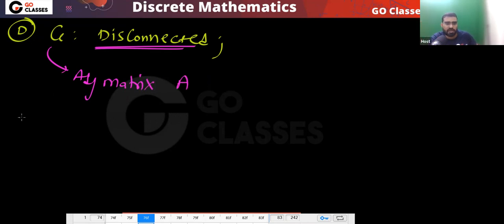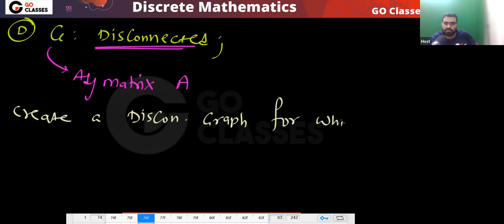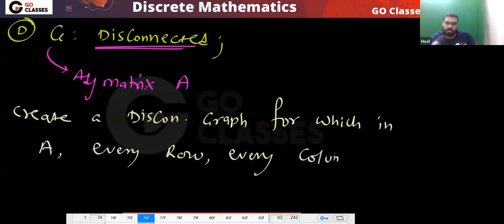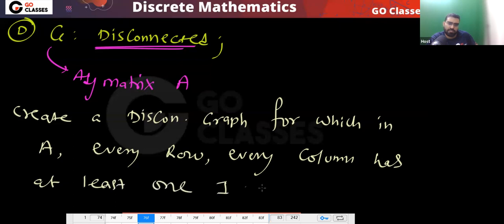Okay, this D is a disconnected adjacency matrix. Can you give me an example where this type of graph exists? Create a disconnected graph for which, in A, every row and every column has at least one 1. Can you create this type of graph? Very easily you can create it.